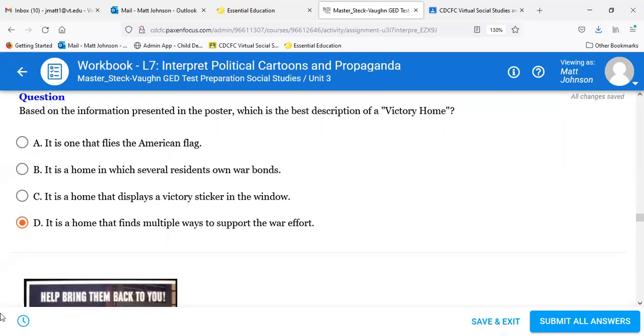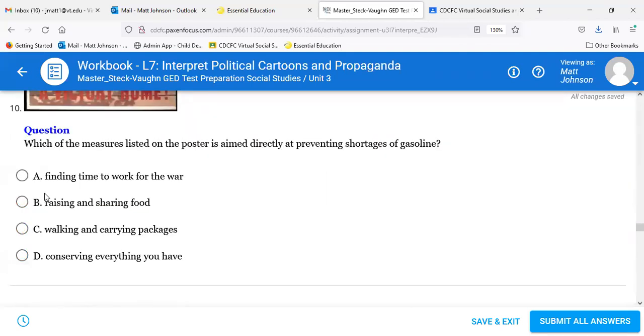Number 10. Tracy, you want to read number 10? Yes. Which of the measures listed on the poster is aimed directly at preventing a shortage of gas? A, finding the time to work for the war. B, raising and sharing food. C, walking and carrying packages. D, conserving everything you have.